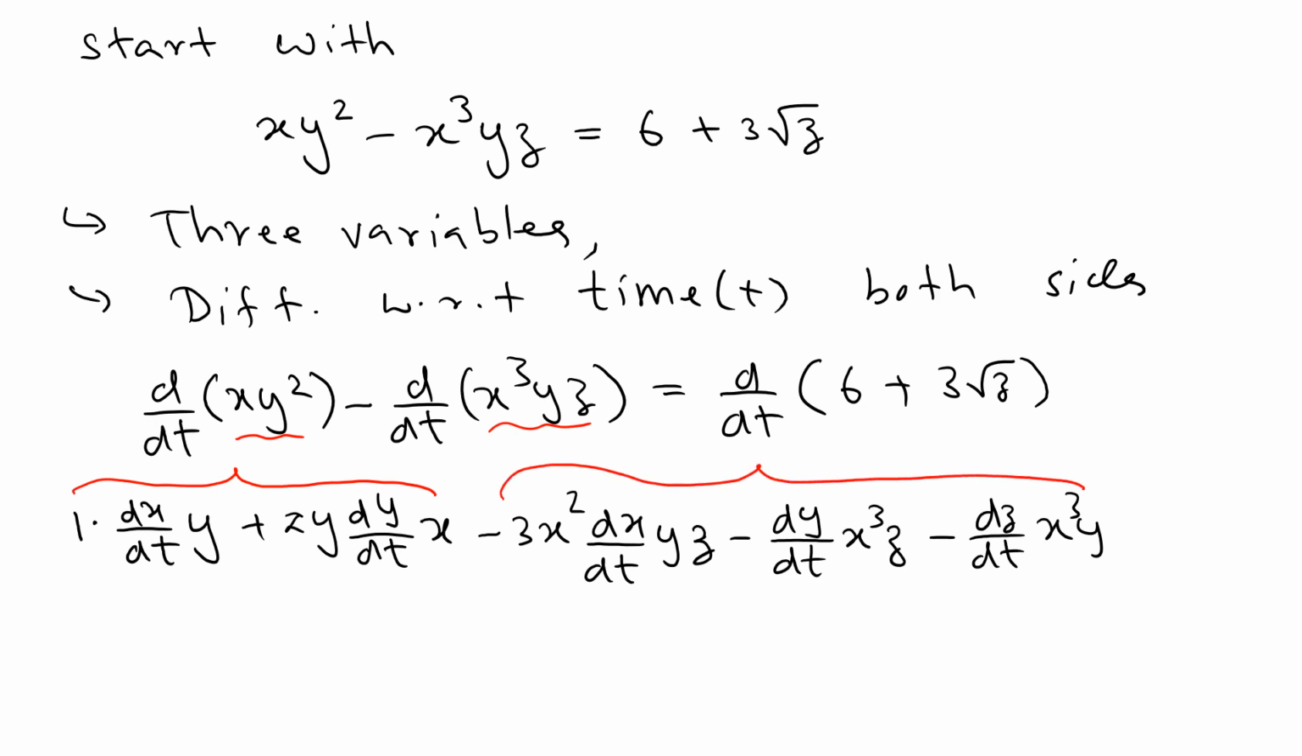So let's take the derivative of the last term. 6 is a constant, so it's 0. And then this is a square root function. It's not difficult to take the derivative. So it is 3 times 1 half z to the negative 1 half, and then you have dz over dt. So that's the derivative of the last term. Now we're going to separate them into dx over dt terms, dy over dt terms, and dz over dt terms. So let's do that and isolate them.